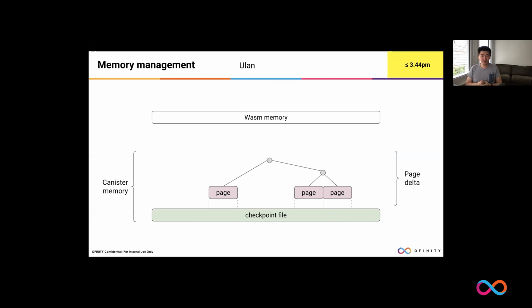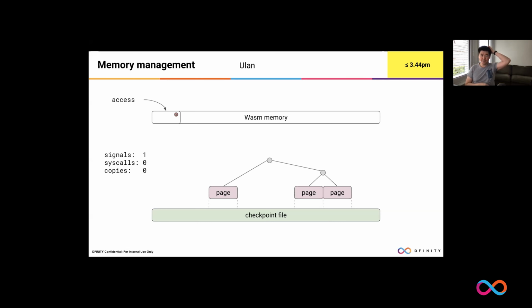Just to show you a concrete example, on the next slide, let's assume the canister just writes something on the first page. Then we get a signal handler because all the memory is set up in such a way that accesses are disallowed. There is a way to set protection flags. And on the first access, we get a signal handler.